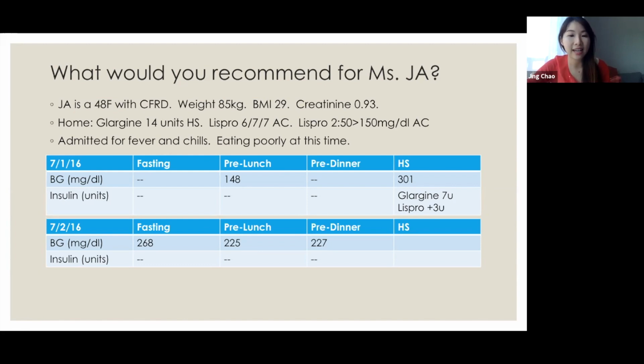In the next day's data, you see that despite the patient not eating or eating minimally, her blood sugar is running in the low to mid 200s constantly. How would you manage this patient? How do you calculate how much basal insulin this patient needs?